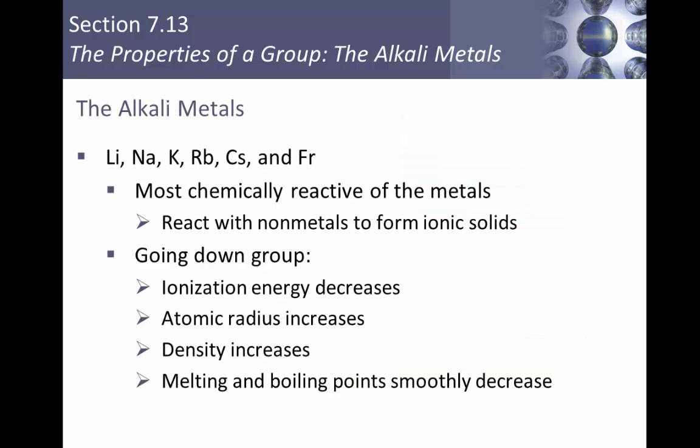The alkali metal group, that family, 1A, they are the most reactive of the metals because they only have one valence electron, which they most readily want to get rid of, and they tend to react with the nonmetals to form ionic solids. The ionic solids also tend to be white in color.